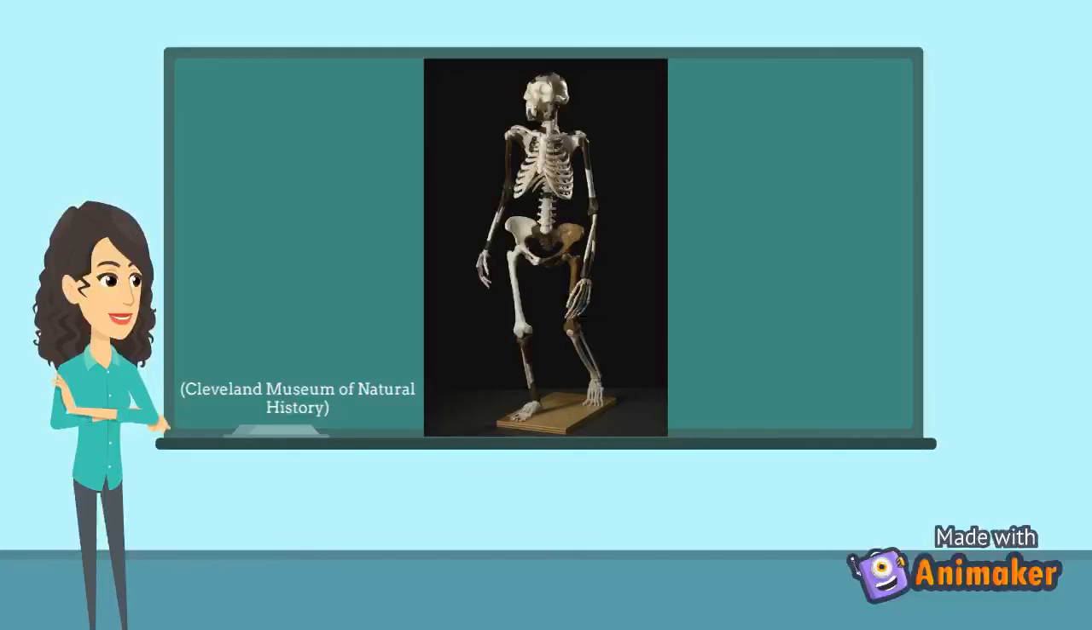Bone structures allow us to formulate ideas of when bipedal humans first evolved, which can lead us to study the factors that pressured bipedalism and humans to evolve to better adapt to their environment.